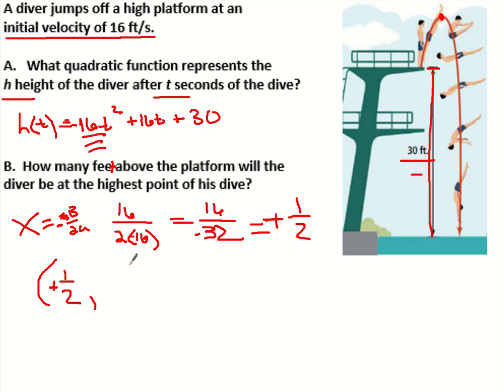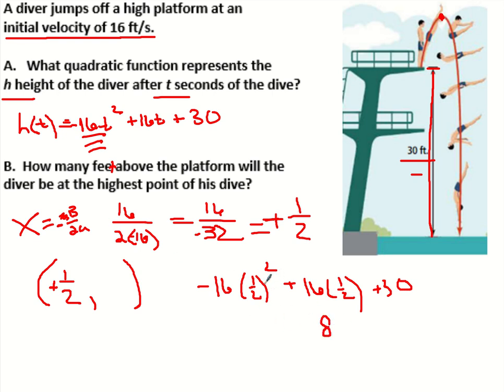So now I got to figure out what height that is after 1/2 second. So I need to actually plug in that 1/2 into the initial function. And again, that's negative. Don't forget that. So after 1/2 second, how high is this diver? Plus 30 feet. And this is where I just got to start solving.